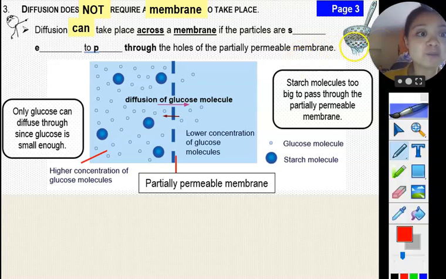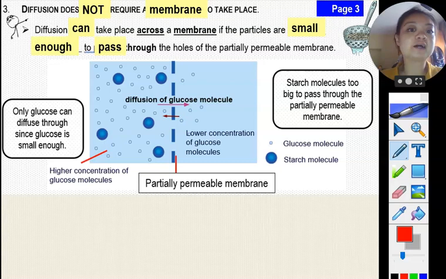If the particles are small enough to pass through the holes, just like my red ink particles here, if they are small enough to pass through all the holes here, then diffusion can occur in the presence of a membrane. But if the particles are very big, they cannot pass through the membrane, we will say that diffusion does not occur, even if there is a difference in concentration. I think it would be easier when I go through this example with you. So let's have a look.